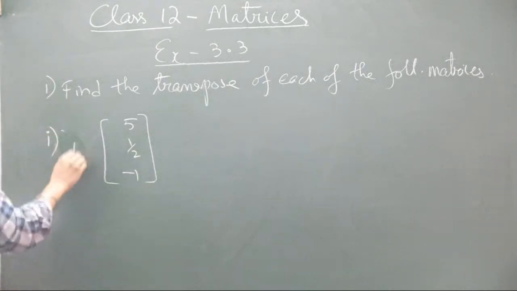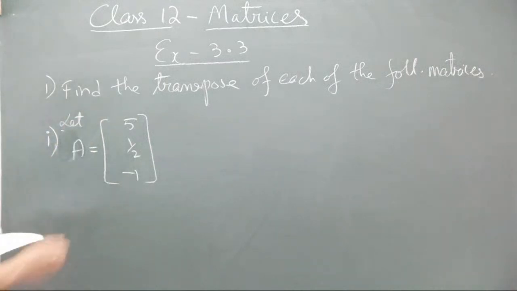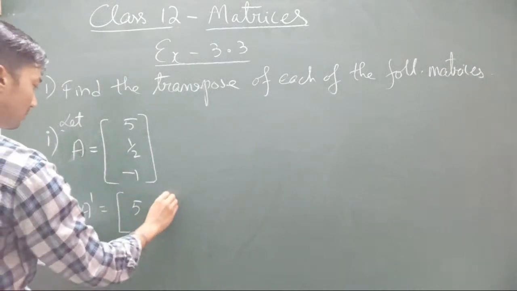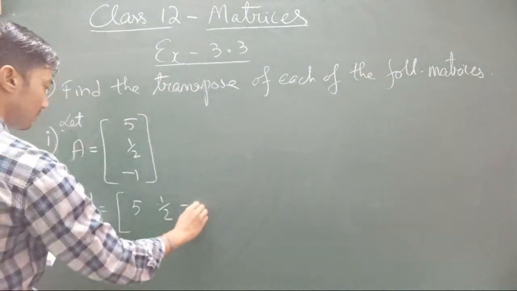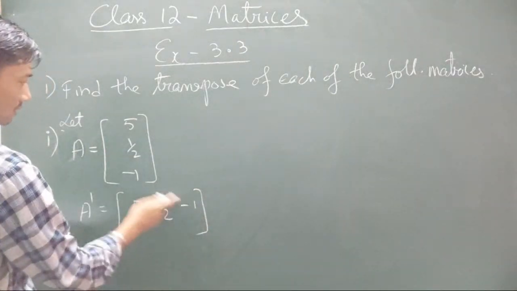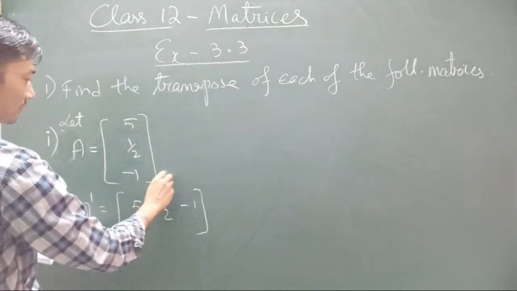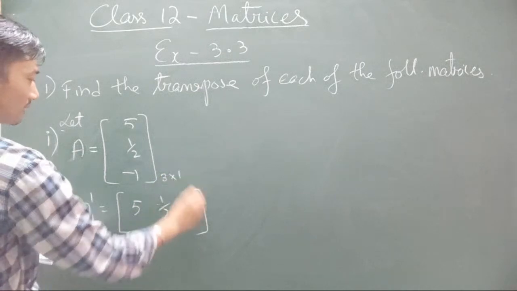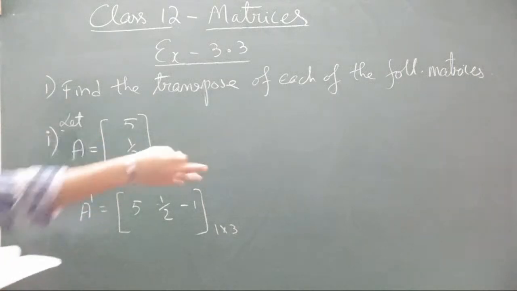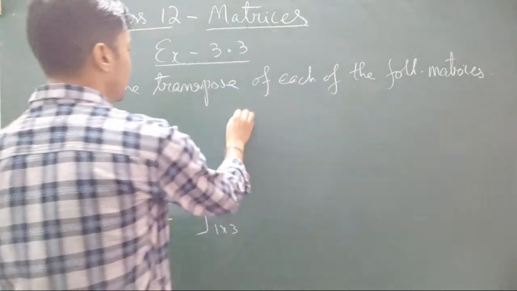So for the first one, I'm just writing let A equal to this matrix. So what will be its transpose? Rows to columns, columns to rows. So here we had one row, so we'll have here 3 rows. This was of the order 3 by 1, so this will become of the order 1 by 3. Just change the rows to columns, numbers. 1 row, 3 columns, 3 rows, 1 column. Similarly, I'll just do the third one.